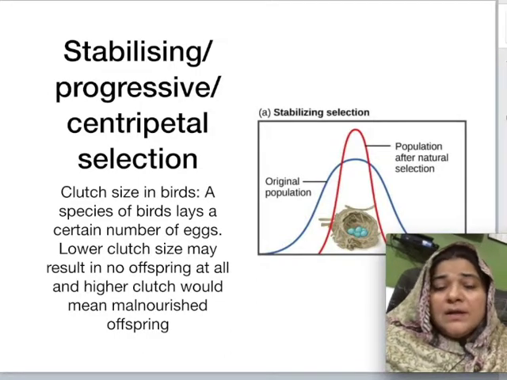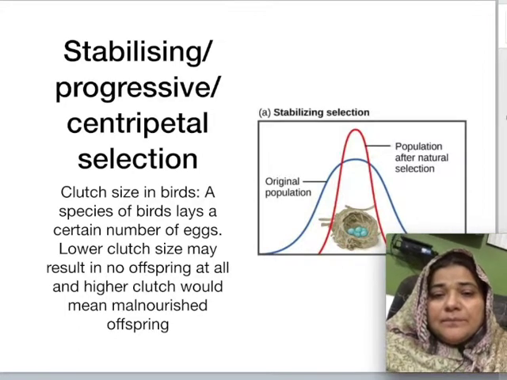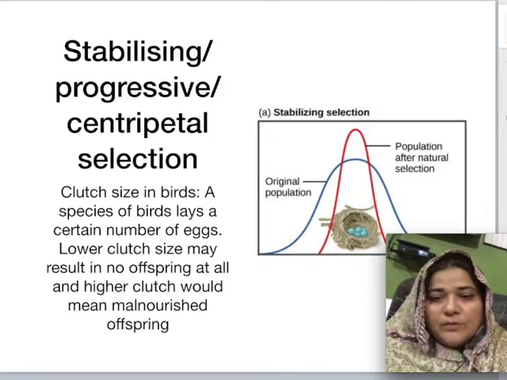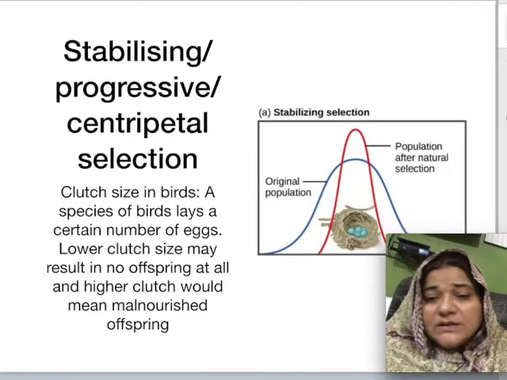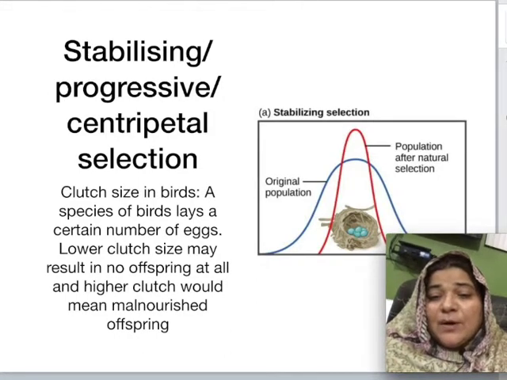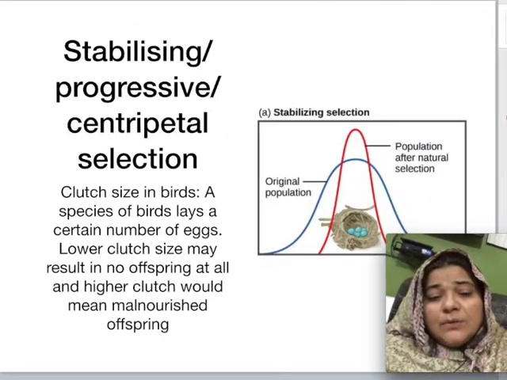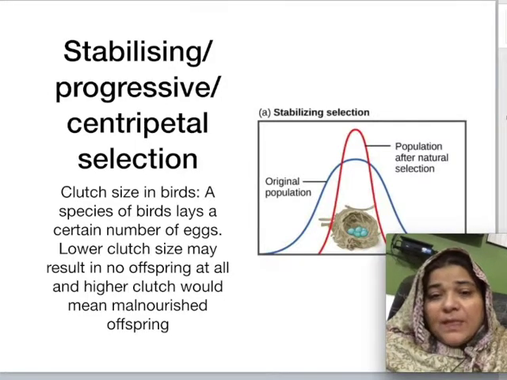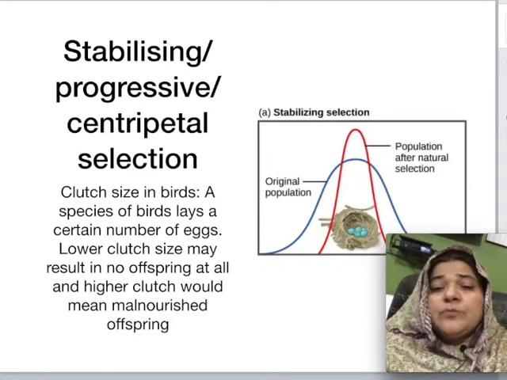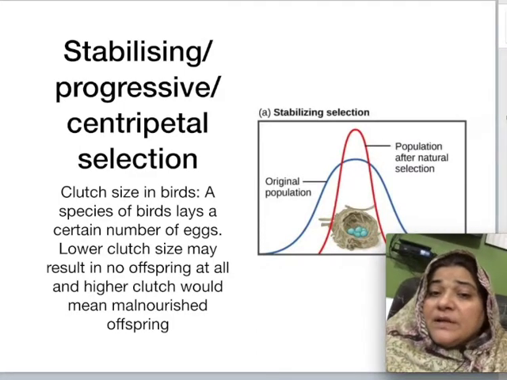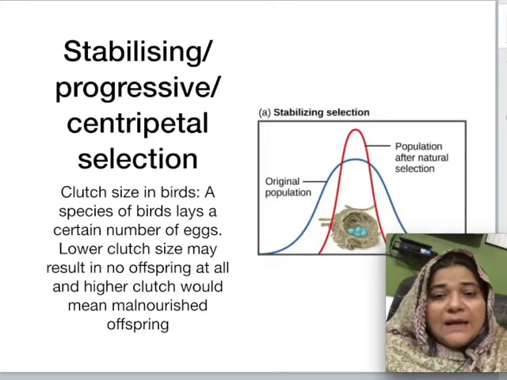Now why is it 4? Because if it is less than 4, 1 or 2, then the minimum population viability may not be maintained, and this will be against the fitness of that species. Now you know what fitness is. Fitness is not only about an individual's ability to survive, but it is basically about reproductive fitness. So this species of birds that is supposed to produce 4 eggs in a clutch, if it produces 1 or 2 eggs, then the viability of its future generation, of its offspring, will be badly affected.